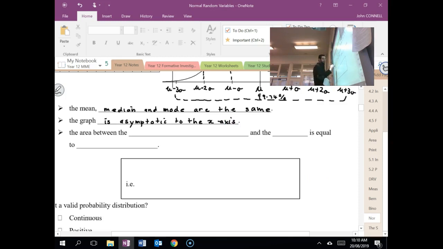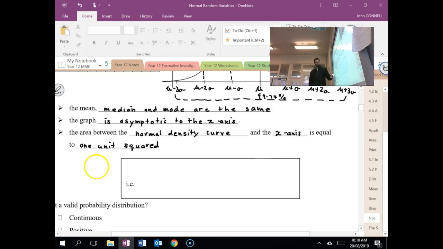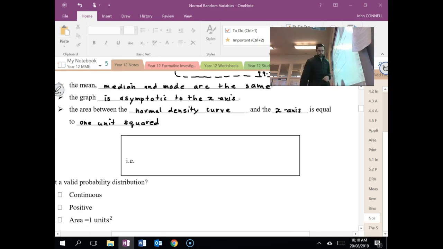And the area between the normal density curve and the x-axis is equal to 1 unit squared, as it has to be. The area below the curve has to equal 1, or else it's not a valid function for a continuous random variable.